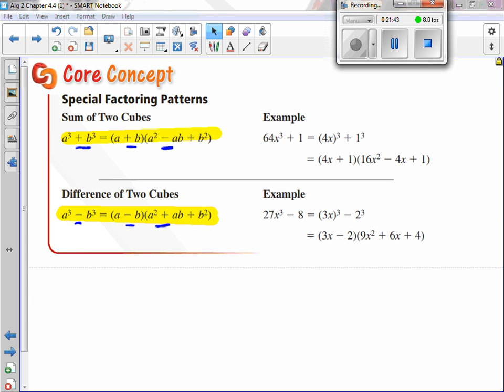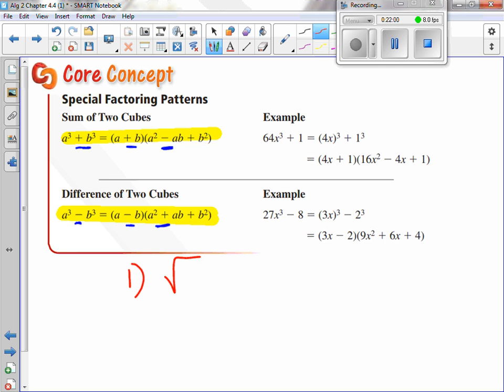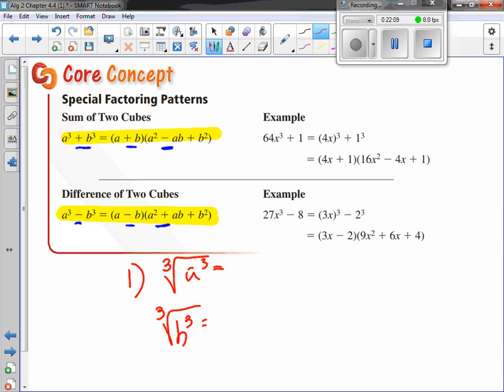Now, looking at this, there are two main key things to these. These are actually not that bad. They're actually kind of easy once you see the pattern. Whenever we solve these sum or difference of perfect cubes, and we see that they are, the first thing we do is take the cube root of the first term and see what we get, and the cube root of the second term. If we get whole numbers, a and b, it's a sum or difference of perfect cubes.